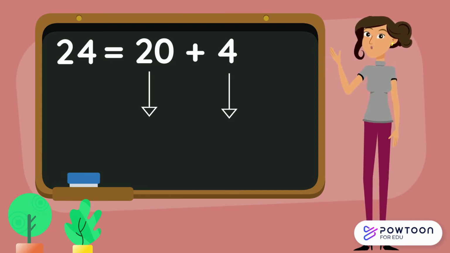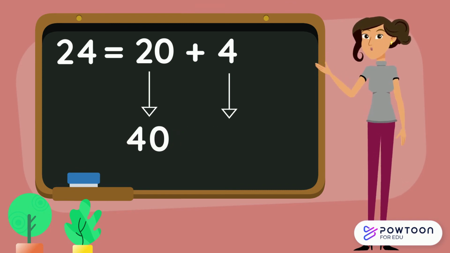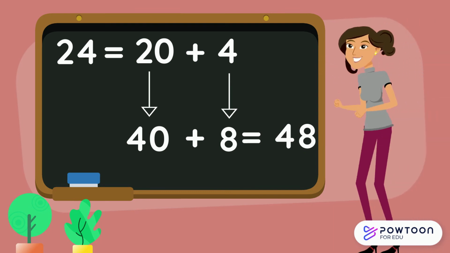Now we can start doubling. First, we would have doubled the 20, which would have given us 40, and then we could have doubled the 4, which would have given us 8. Then all you had to do was add the 40 plus the 8, which would have given you 48. Therefore, double 24 is 48. Well done if you got that one right.